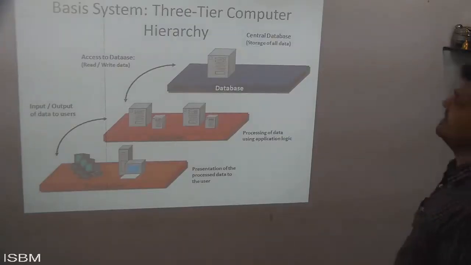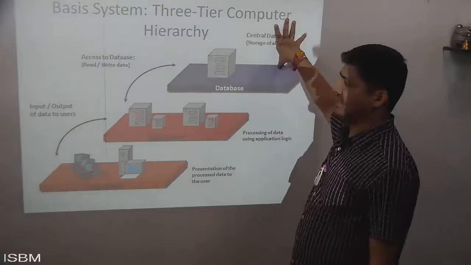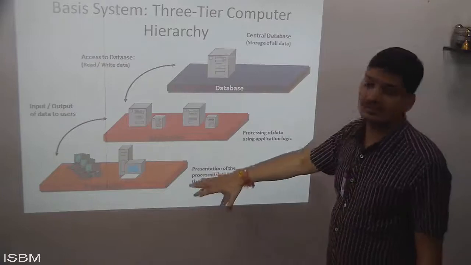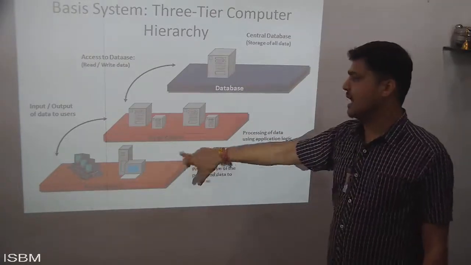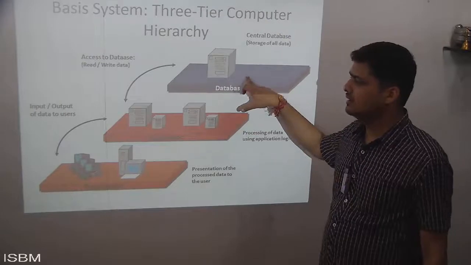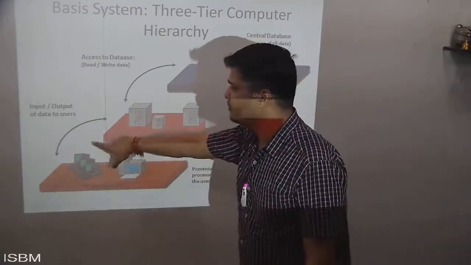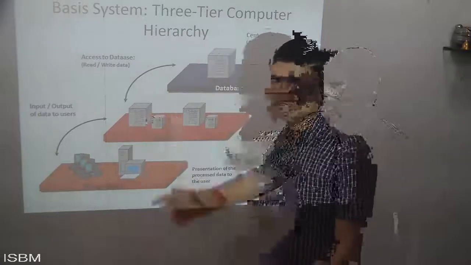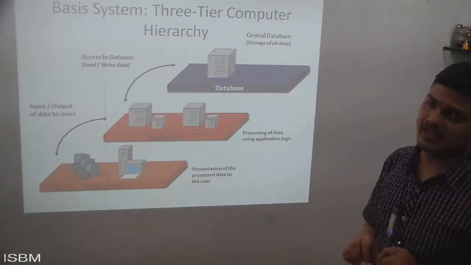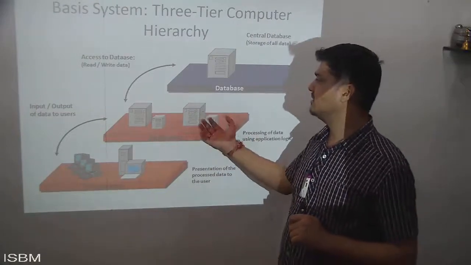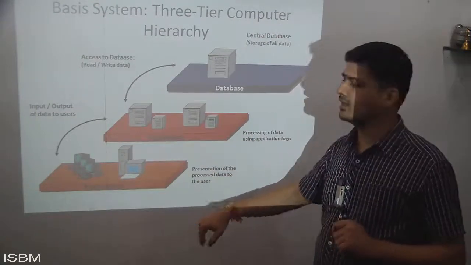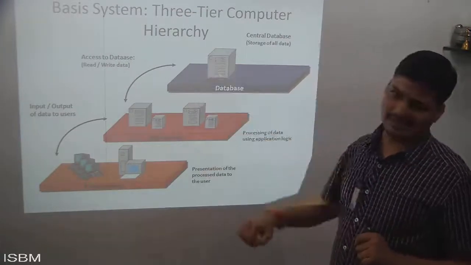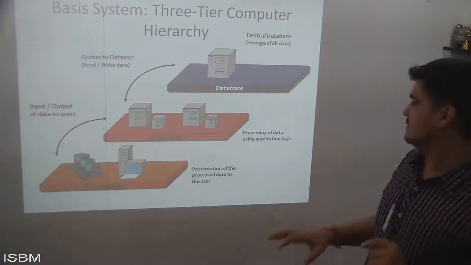So you can see here the basic system three-tier components hierarchy. You can see there are three servers: presentation server, application server, and database server. Basically input and output data go to the user. When you write any command in SAP, it will go to the application server, and it will give you the application. From the application server it will go to the database. From the database it will access the data and show it on your presentation server.